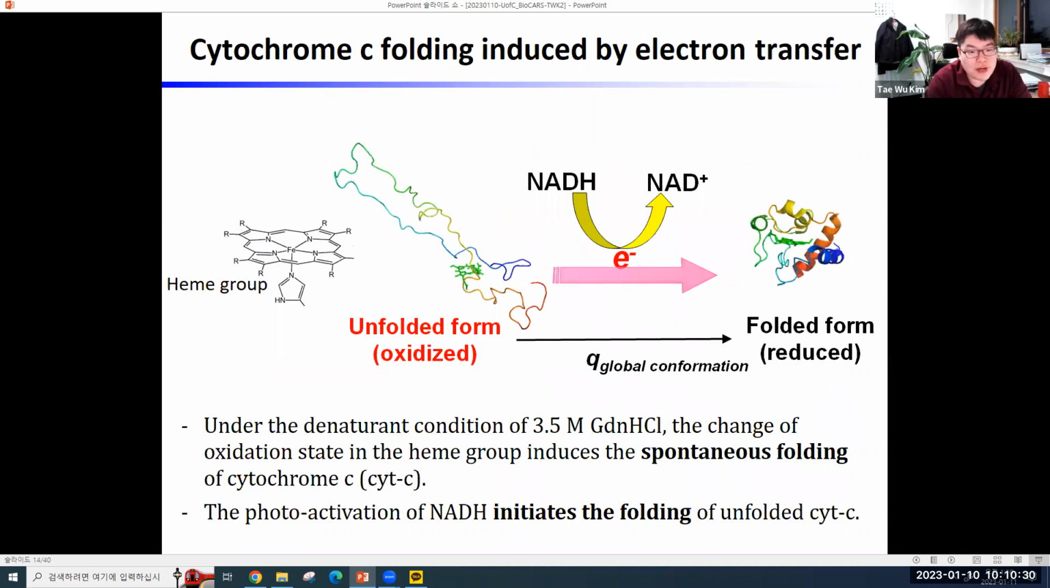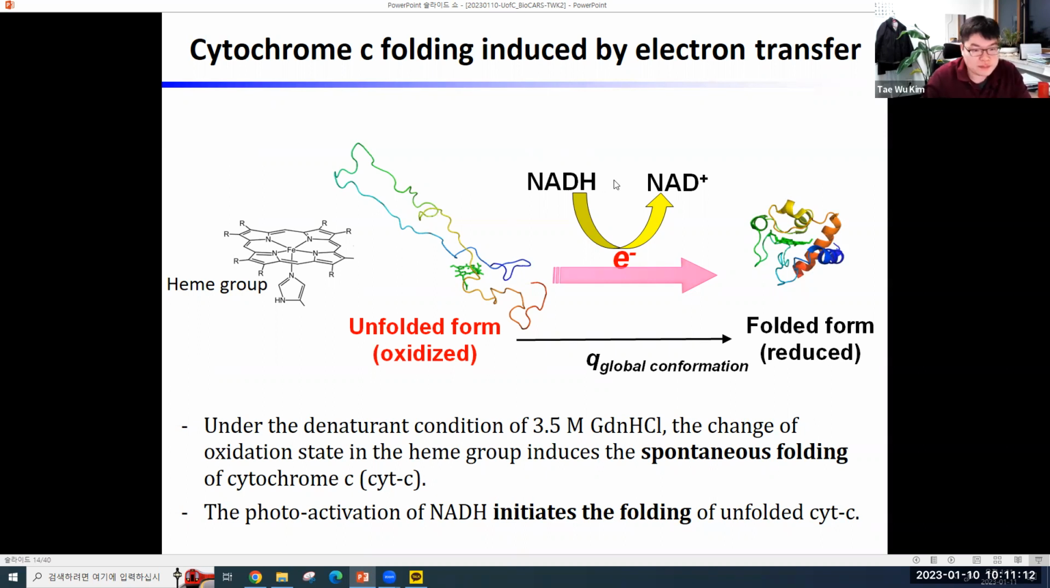This protein has some advantages for our study. First, if we use a very special reagent, NADH, and then irradiate it with UV light, it causes the photoreduction of the oxidized unfolded cytochrome C. From this, the unfolded conformation can undergo spontaneous folding toward the folded state. This way, we can initiate photo-induced folding in cytochrome C.